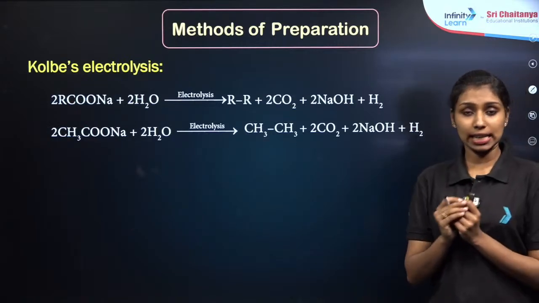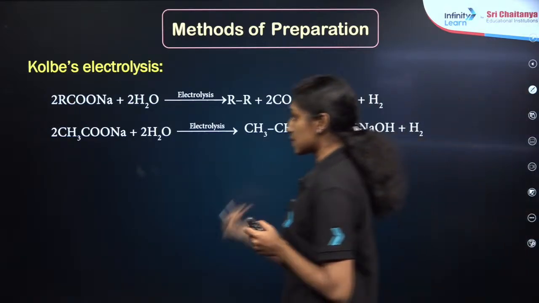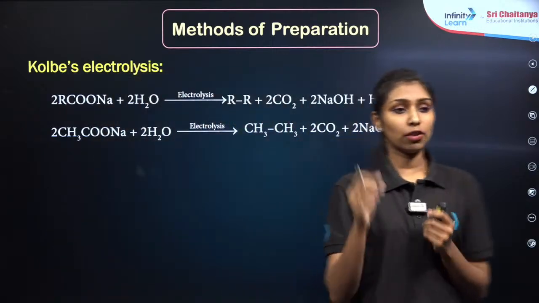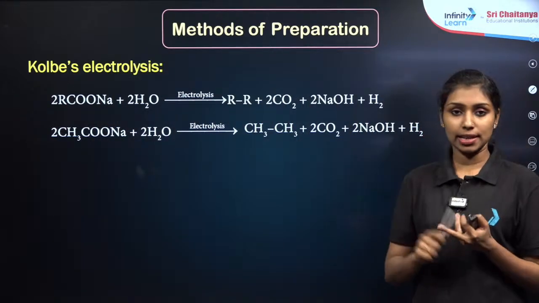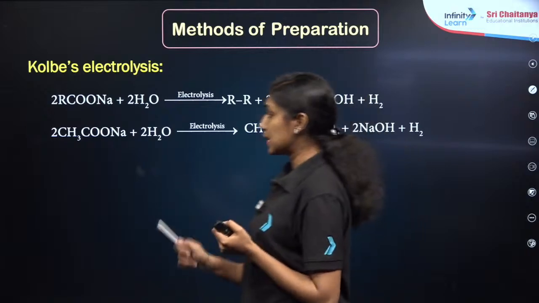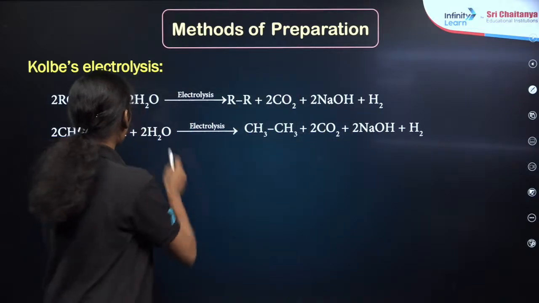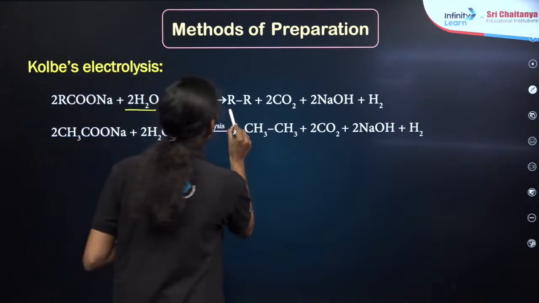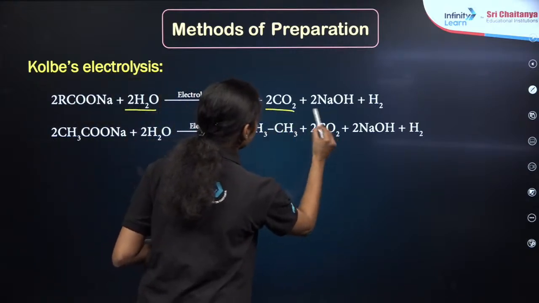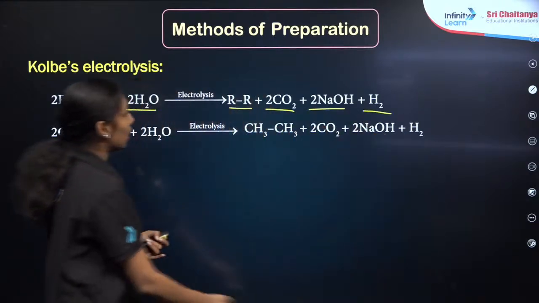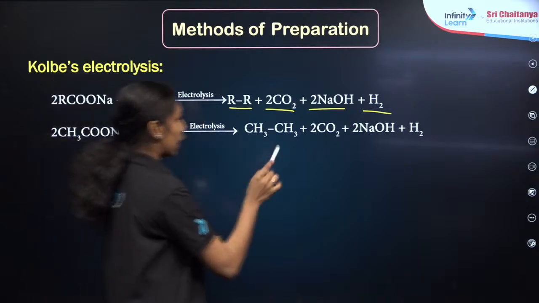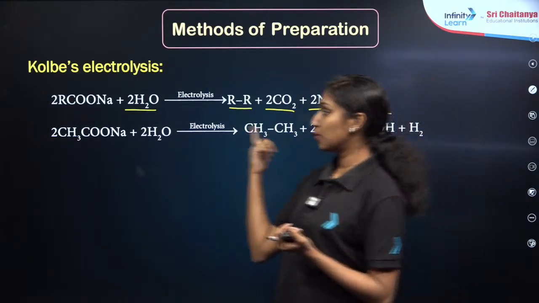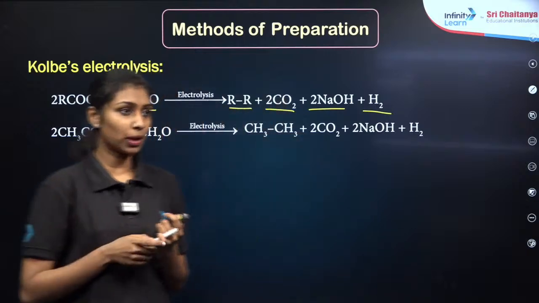Okay, now let me move to the last method, that is Kolbe's electrolysis method. It is an electrochemical method in which the sodium salt of carboxylic acid is reacting with water in the presence of electricity. So you will produce alkanes, carbon dioxide, NaOH and hydrogen. There is a detailed mechanism for Kolbe's electrolysis. Let me explain it in tomorrow's class.